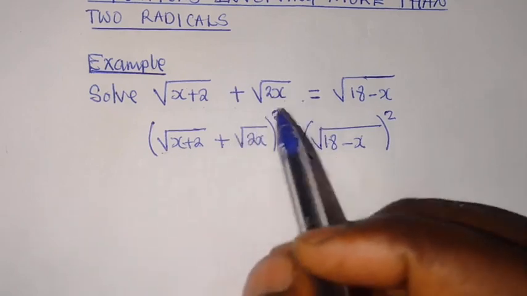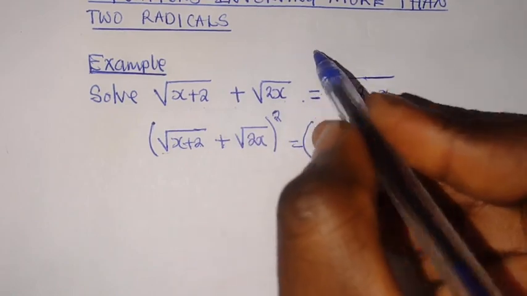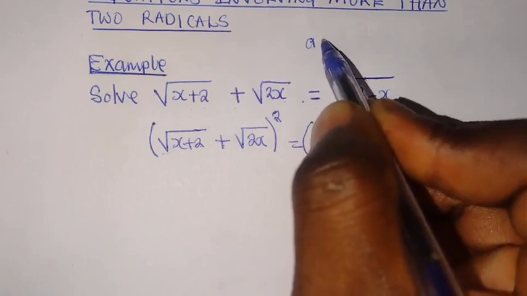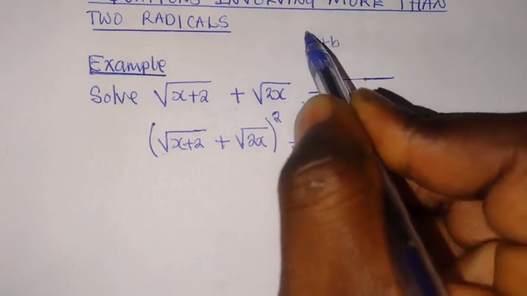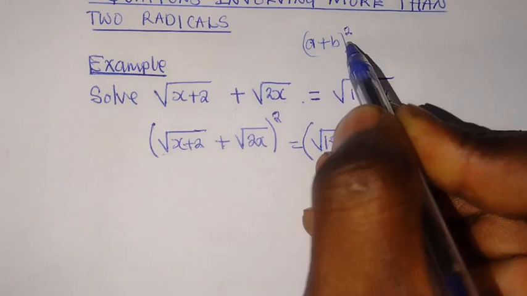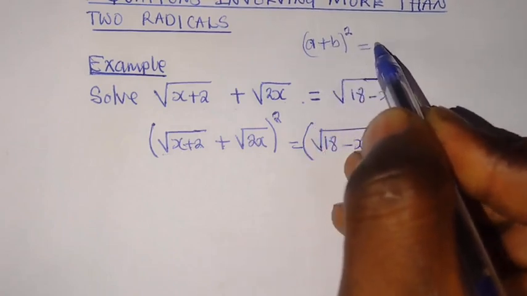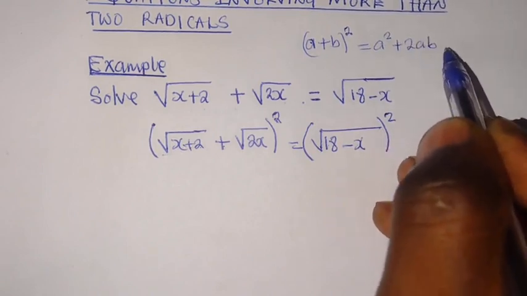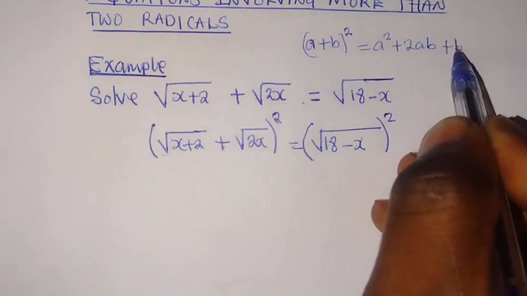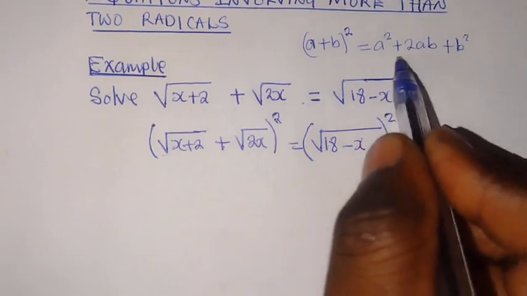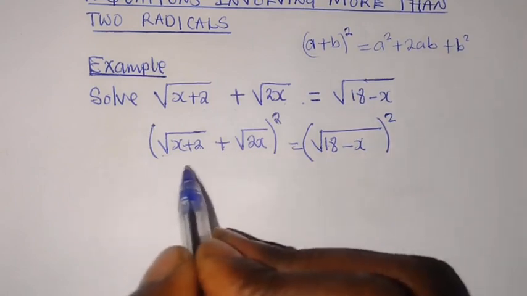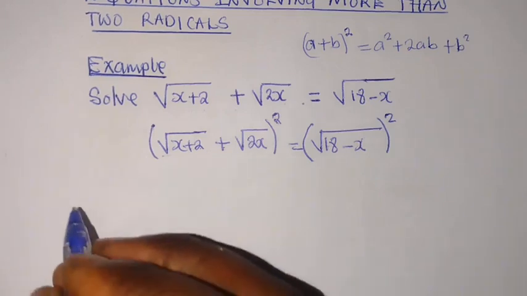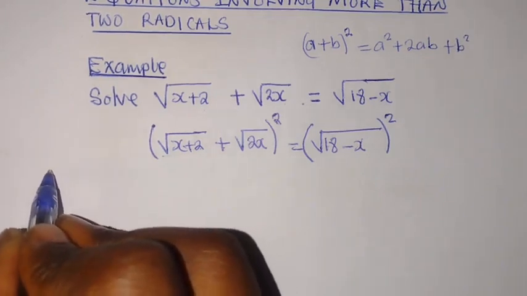Okay, so we can apply this property. We can say if you have a plus b squared, this gives us a squared plus 2ab, then plus b squared. So this gives us this. So we can apply this here. Now, for the sake of those who may not understand what I've just said, we can do it like this.